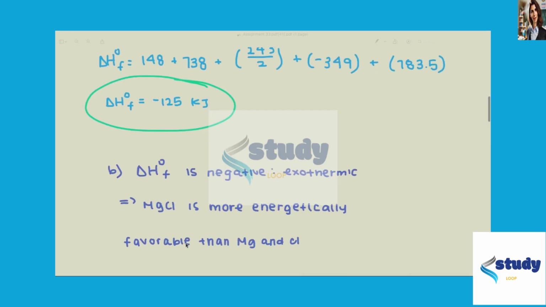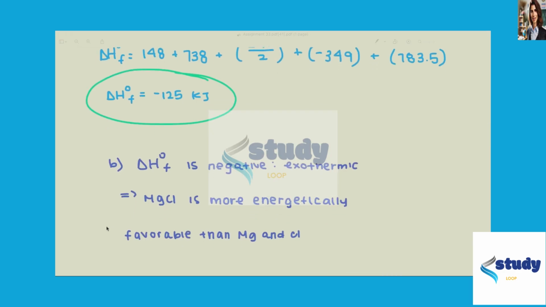Now for part B, it's asking us, what does this negative number mean? What is this telling us about the energy of our reaction? So when delta H naught F, our enthalpy, is negative, that means we have an exothermic reaction. So heat was released when we made our product. What that means is that negative values in energy are actually favorable. So the formation of magnesium chloride is more energetically favorable than the reactants by themselves.